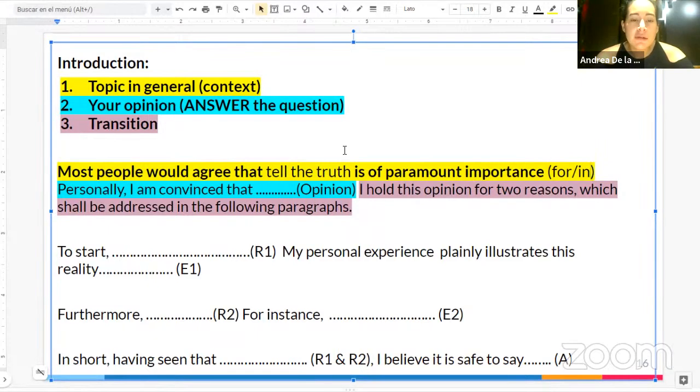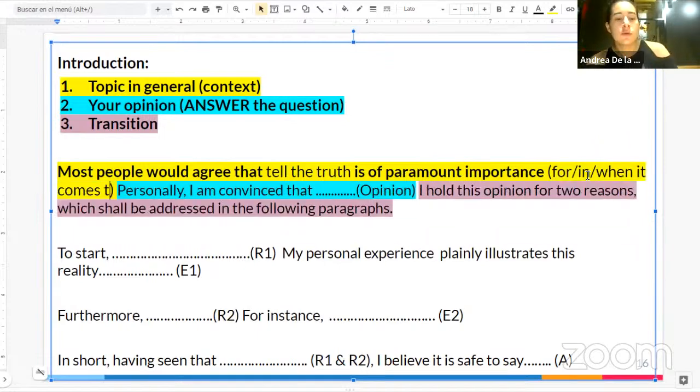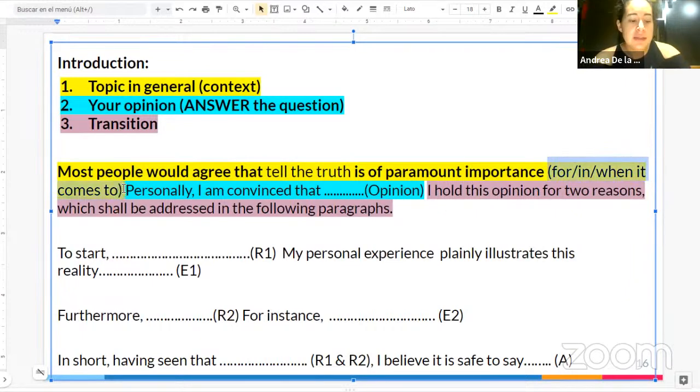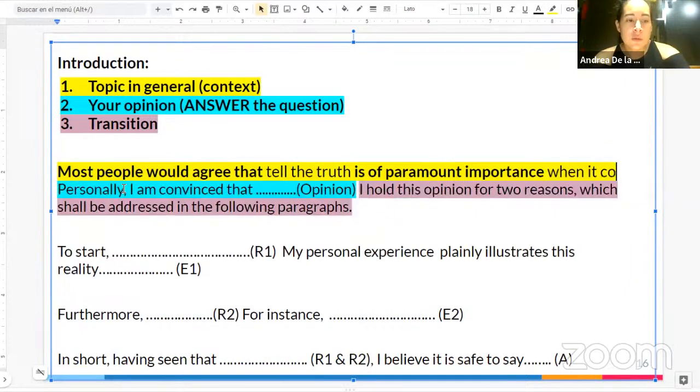You could say most people would agree that this is of paramount importance when it comes to relationships, for example, right? So when it comes to means cuando se trata de, right? So you can say most people would agree that this is important when it comes to, that's a good option as well, we're gonna add it. When it comes to, and whatever you could say, or when it comes to raising children, or when it comes to defining one's values, many things you could say. Okay, let's just say when it comes to relationships.